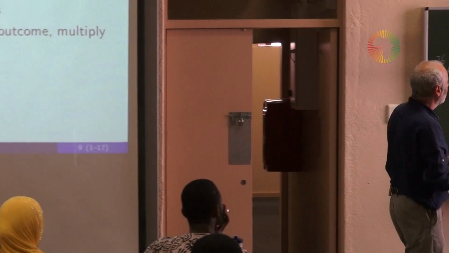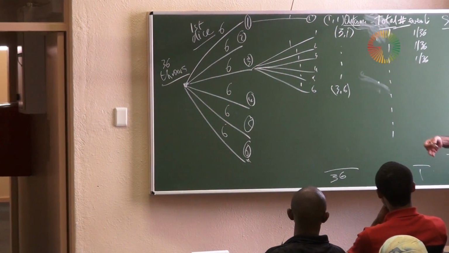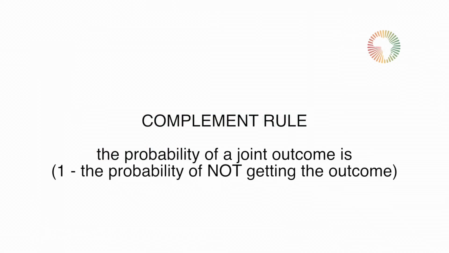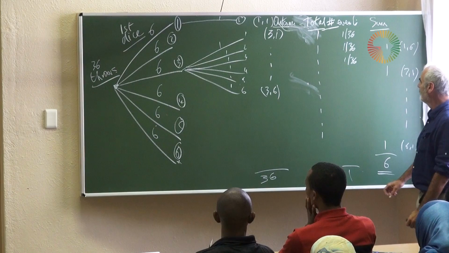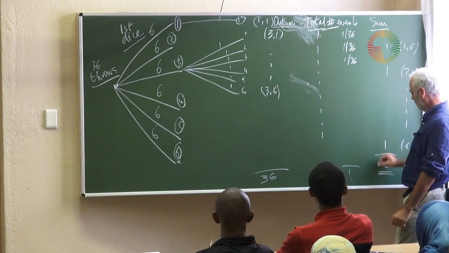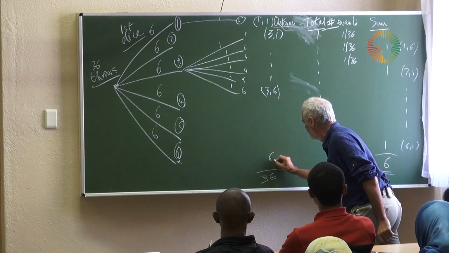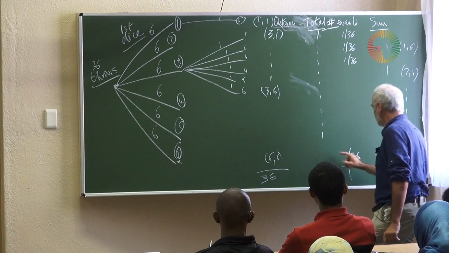Okay, so the rules we're going to use a lot over the first couple of days in our games and things. First of all is the complement rule. The probability of something happening is 1 minus the probability of it not happening. So the probability of a 6-6, a double 6, is 1 over 36.